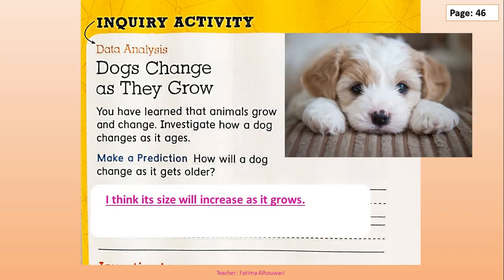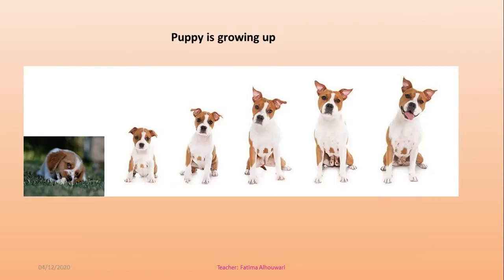Did you say that its size will increase as it grows? If so, you are totally right, grade 1. Excellent. Let's see. This puppy is growing up more and more. Here it is. This is the puppy, and after a while, this is the adult dog. Interesting. As you see, its size is increasing more and more.